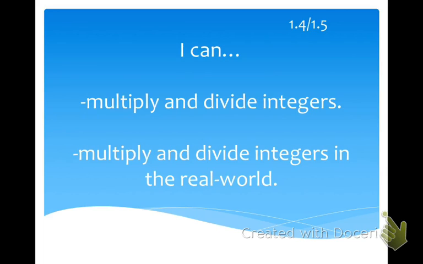If you turn to page 2 in your ICANS, you have two spaces, and they are for these two ICANS: I can multiply and divide integers, and I can multiply and divide integers in real world problems. Pause the video now and make sure you can get that in. Once you are done, we are on page 9.